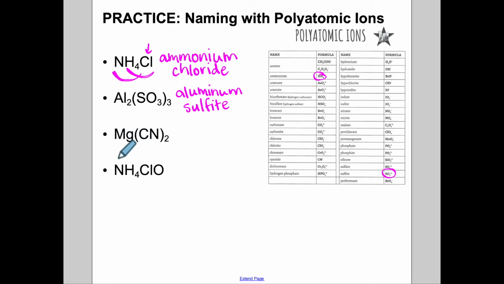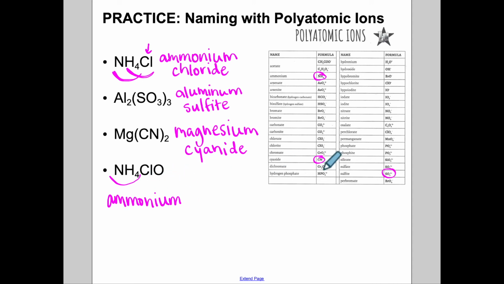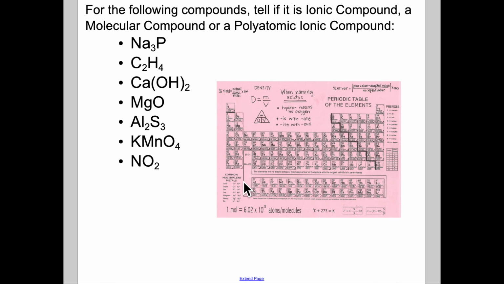This next one, magnesium, Mg, is just an element, so you write magnesium. And then we have to look up CN. CN is right here. It is named cyanide, so we write cyanide, leaving it just like it is on the chart. And then this last one, sometimes you have 2 polyatomic ions together. So we have the NH4, which we already determined was ammonium, and then we have ClO, which is on the polyatomic ion chart. It's a little hard to find because that's not what the other chlorates are here though, and it is hypochlorite.